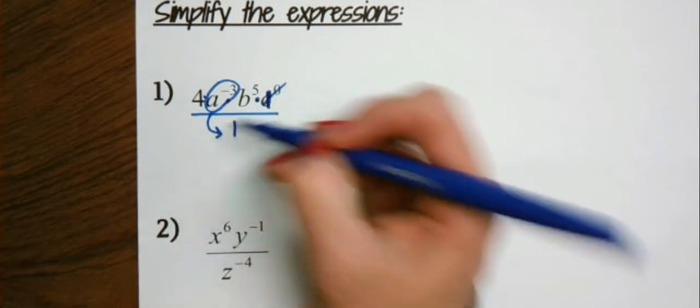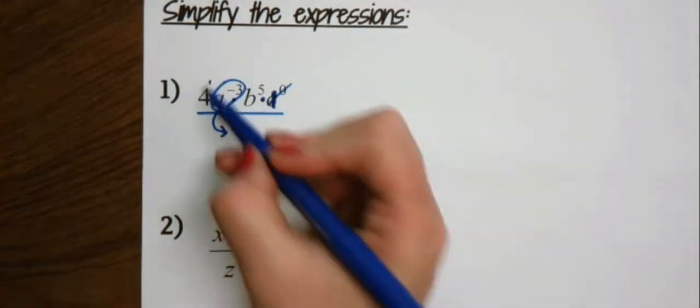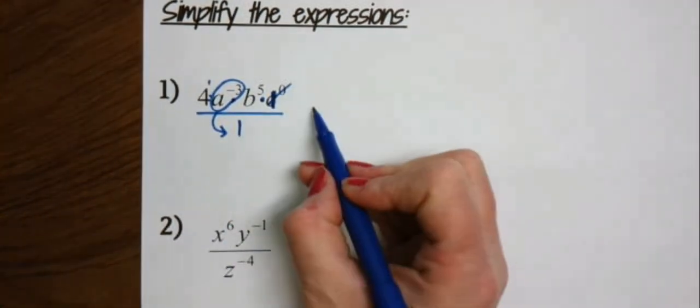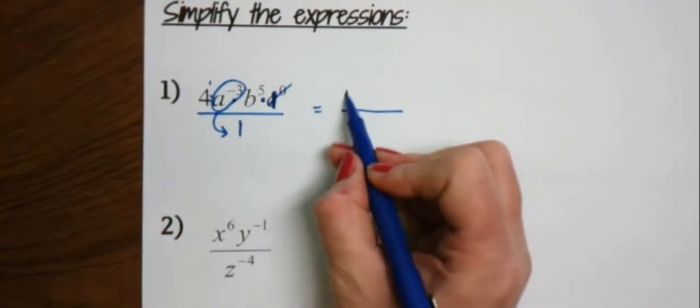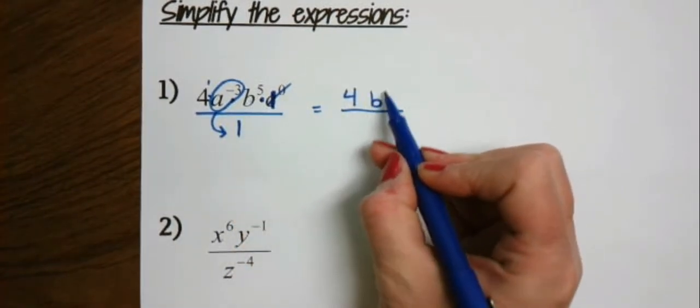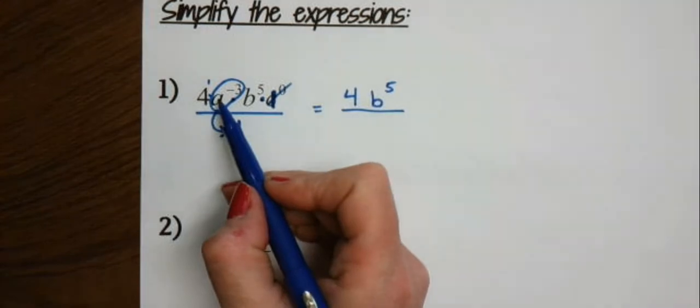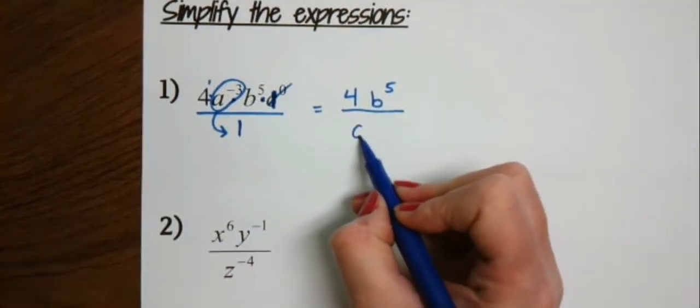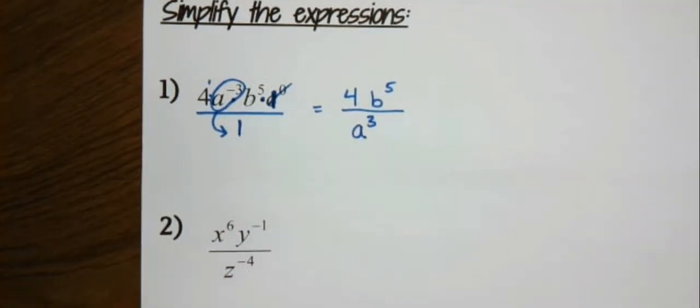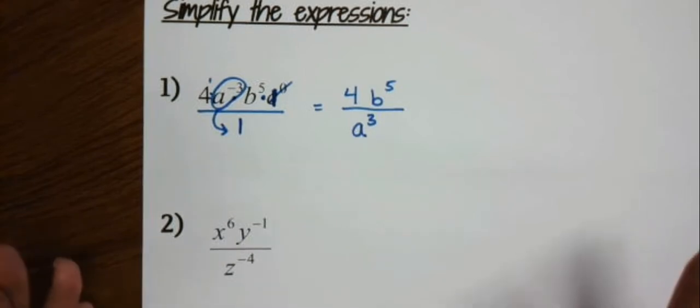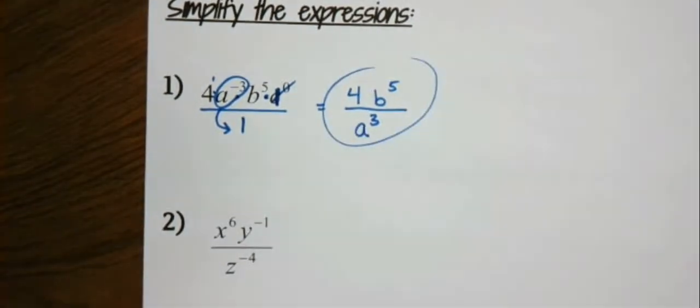I'm going to have to move that downstairs. 4 gets to stay where it is. It has a +1, and b gets to stay where it is. So let's rewrite. 4 stays in the numerator. B to the 5th stays in the numerator. It's a positive exponent. A, you're coming downstairs. When a comes downstairs, the base stays the same. The exponent changes to positive. And I have all positive exponents, and I am done.